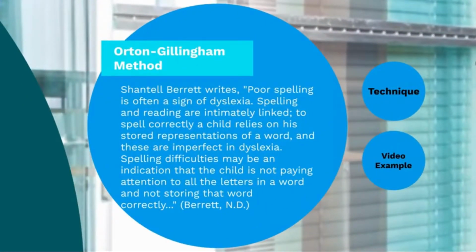Chantal Barrett writes, "Poor spelling is often a sign of dyslexia. Spelling and reading are intimately linked. To spell correctly, a child relies on his stored representations of a word, and these are imperfect in dyslexia. Spelling difficulties may be an indication that the child is not paying attention to all the letters in a word and not storing that word correctly."